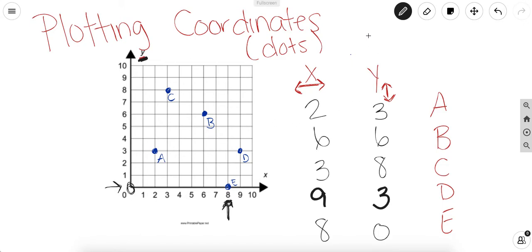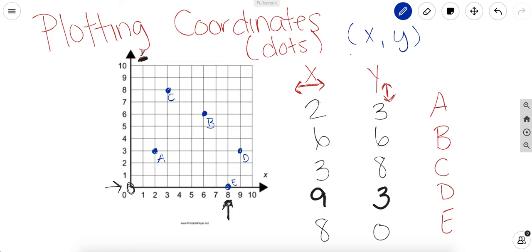Okay, so here's all our answers. Now, remember how I told you coordinates is just a fancy word for dot? Well, coordinates actually comes in a certain way. A coordinate actually looks like this. It looks like X, comma, Y with parentheses around it. That's how a coordinate looks. So we're going to now start writing coordinates, instead of just writing our X table and our Y table.